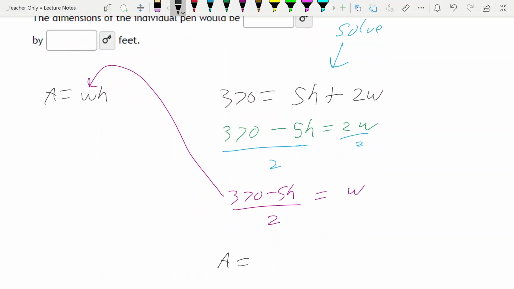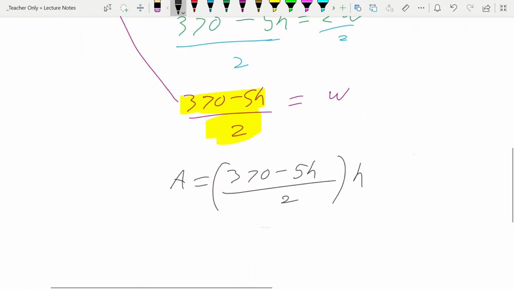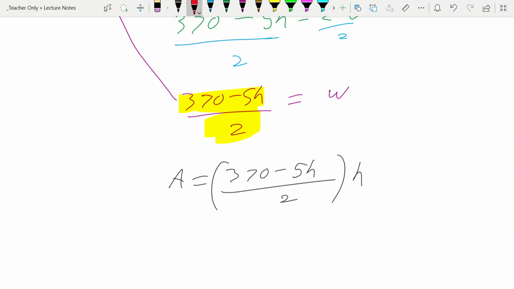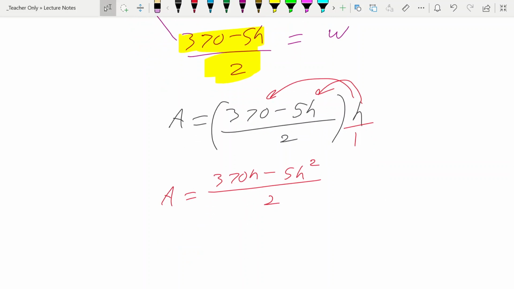So I'm going to have area equals (370 minus 5H) divided by 2 times H, right? We said everywhere I have a W, I can substitute this in its place. So therefore that's resulted in this. Now, for derivatives, I have a product rule right now, but it seems much easier to me to distribute. This is over 1, so we multiply fractions. So we're going to have (370H minus 5H squared) divided by 2. And now that we have this, it seems much cleaner to take a derivative.